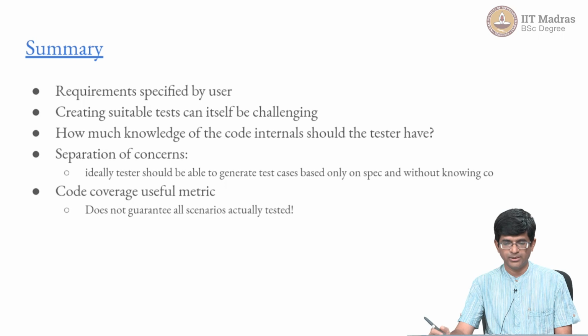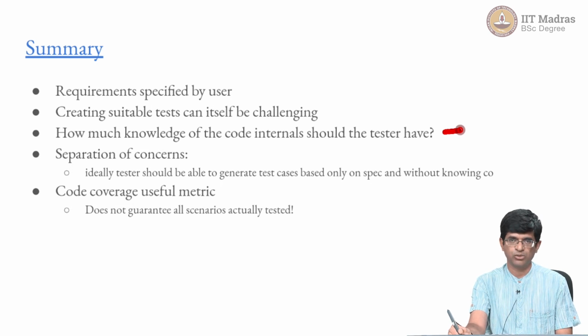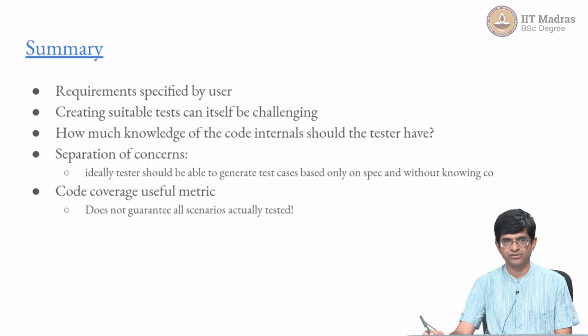So to summarize everything regarding testing, the requirements for any test ultimately have to be specified by the user. And creating the right kind of tests itself is a huge challenge. It is not at all trivial. One big question that has to be answered is how much knowledge of the code internals should the tester have, right? This is white box versus black box testing. Ideally we should be able to separate out the concerns. The tester should only be looking at it as a white box, but at the same time they should also be able to give debug information, which means maybe the gray box is the right approach, but gray box is not clearly enough defined. It doesn't say how much information the tester should have.